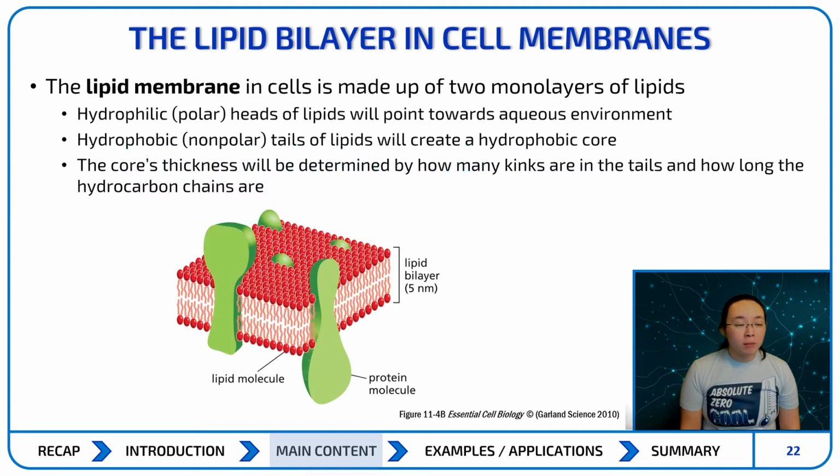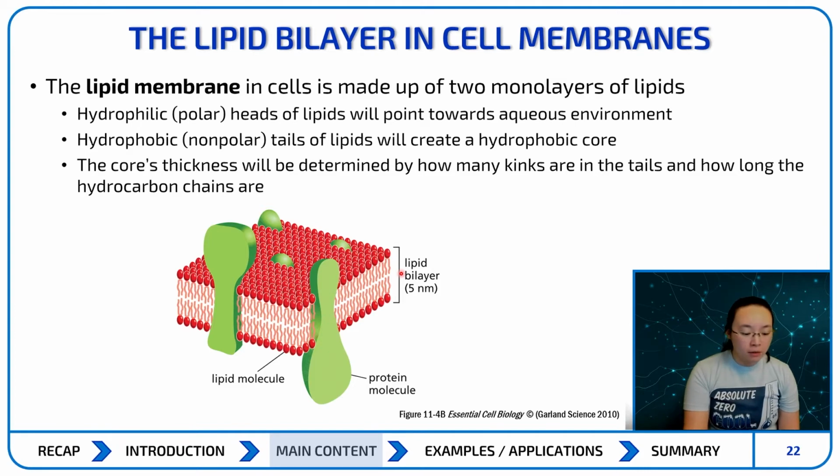So when we talk about lipid bilayers in cell membranes, we have to know that it's made up of two monolayers of lipids. So one layer at the top, one layer at the bottom. It's never going to be planar. It's going to be in the shape of a closed surface. You have hydrophilic heads pointing towards the aqueous environment and hydrophobic tails of lipids creating a hydrophobic core. The thickness of the core is usually 5 to 10 nanometers. We say 5 nanometers because it's the minimum, but it's going to be determined by how many kinks are in the tails and how long the hydrocarbon chains are. But in general, you have 5 to 10 nanometers.